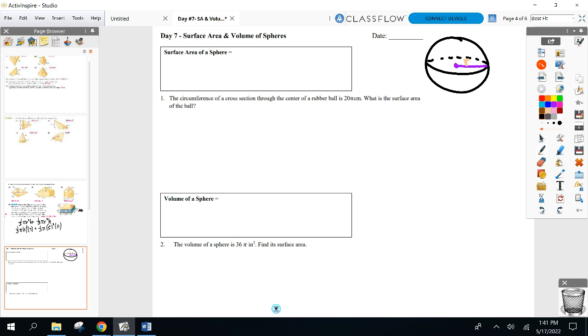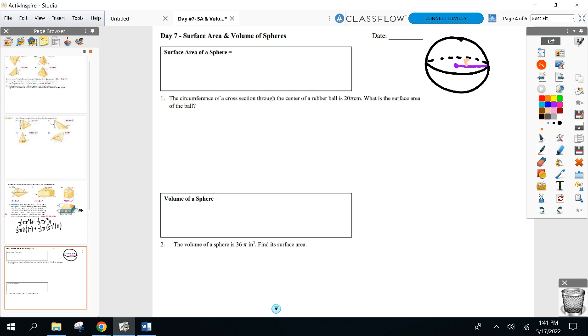I do have some bad news right off the bat. Surface area of a sphere. Go to your formula sheet. Not volume, surface area. Problem? It's not there. That's one of the formulas you're going to have to remember on this second half of the unit. There are no surface area formulas on your formula sheet.